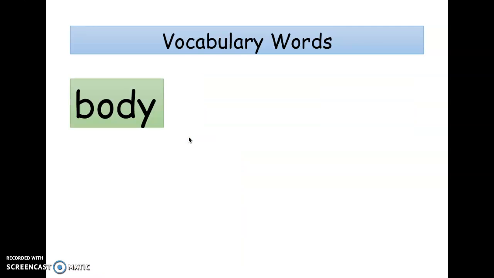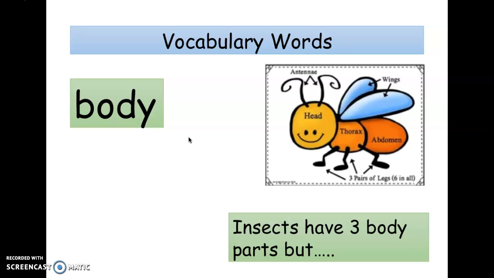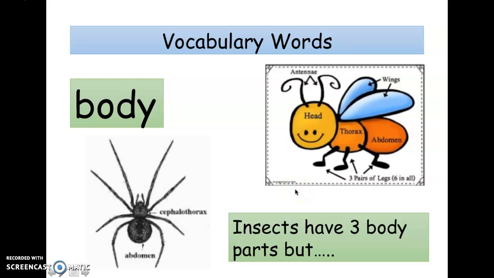Body. We are going to talk about the insect's body. Insects have 3 body parts, and they are head, thorax, abdomen. But spiders have 2 body parts, called abdomen and cephalothorax. Because spiders have 2 body parts, they are called arachnids, not insects. They are different from insects. But any kind of bug is called a minibeast.